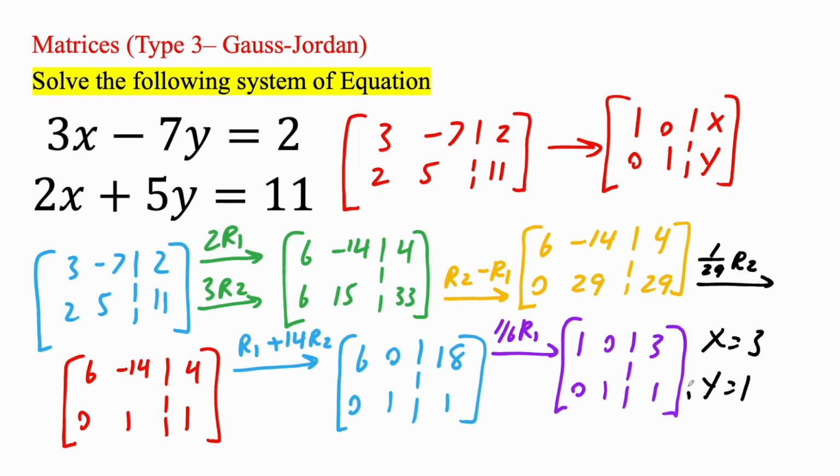This right here is our final answer, but since we did all this work, we might as well check our answer. 3 times 3 is 9, minus 7 times 1 is -7, 9 minus 7 is 2. Likewise, 2 times 3 is 6, 5 times 1 is 5, 6 plus 5 is 11.